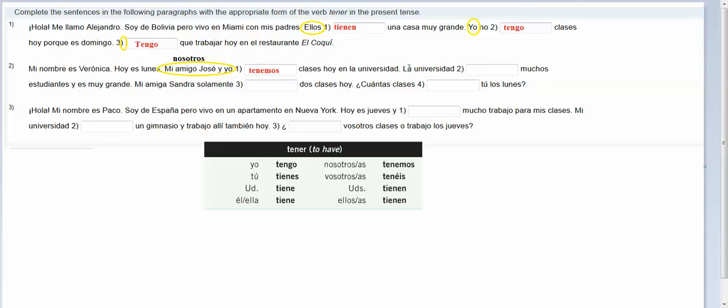Okay. La universidad blank muchos estudiantes. So what has a lot of students? La universidad. And now you'll notice that la universidad isn't down here either, but remember we ascribe gender to everything, so we want to think of la universidad as she. She has a lot of students. Now you don't end up actually writing she, but that's what you think in your head. So if you think ella, then you would see that tiene is the spelling of tener that you would need here.